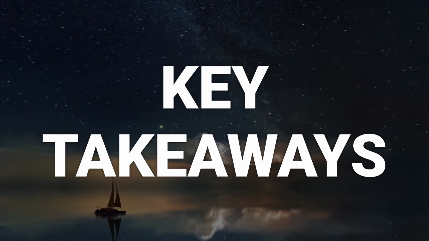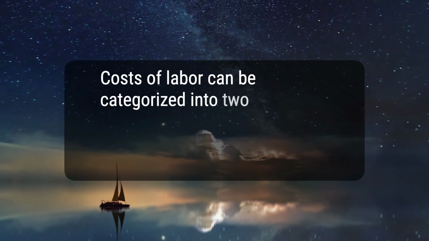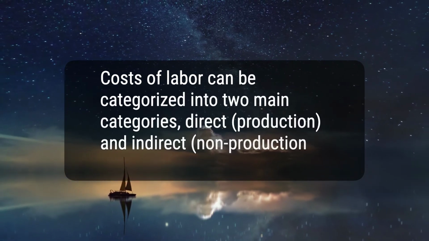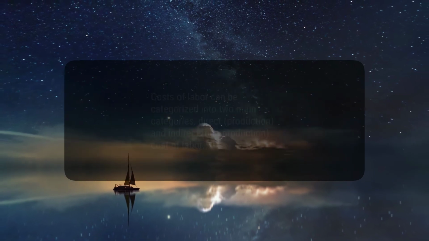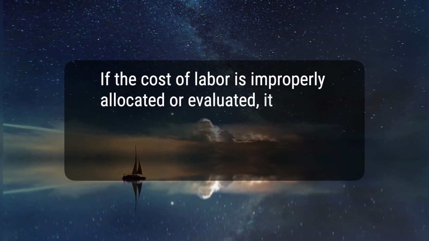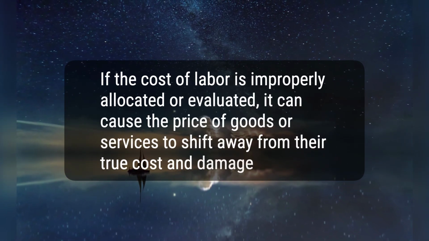Here are two key takeaways. 1. Costs of labor can be categorized into two main categories: direct, production, and indirect, non-production, cost of labor. 2. If the cost of labor is improperly allocated or evaluated, it can cause the price of goods or services to shift away from their true cost and damage profits.